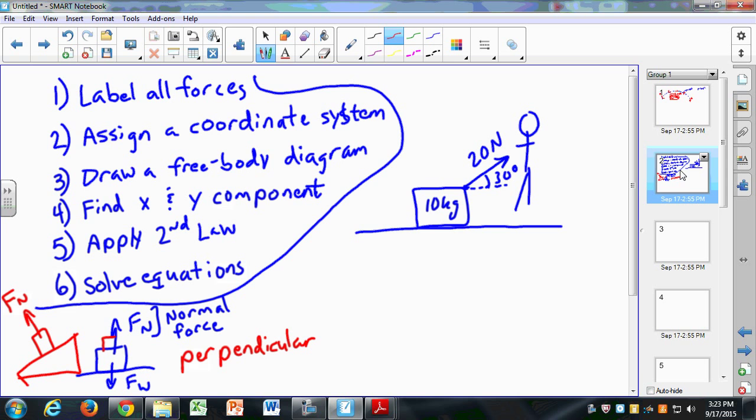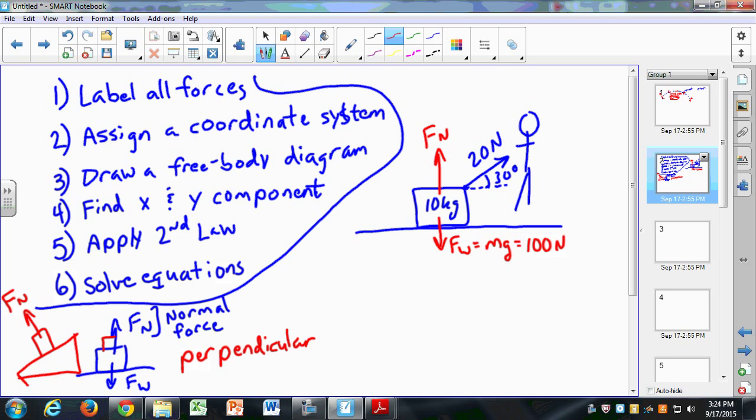Or what's one of the forces that's acting on it? All right, I have the weight of the object. So I have Fw. Remember, Fw is equal to m times g. So that's 10 kilograms times 10 meters per second squared. So it's 100 newtons. What's another force that I have acting on it? The normal force, right. So I also have the normal force.